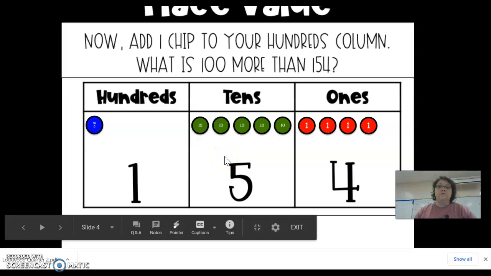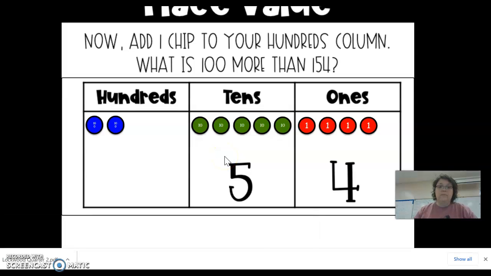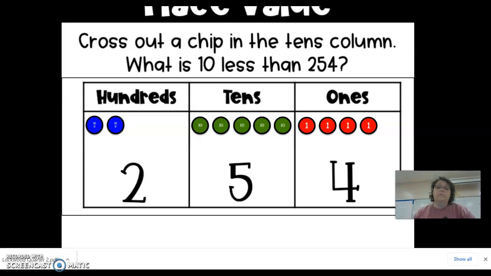Now I'm going to add a chip to the hundreds column. And when I add the chip, it becomes 2 in the hundreds column. Now the other numbers stayed the same, so it's now 2 in the hundreds, it's still 5 in the tens, and 4 in the ones. So when it became 100 more, it's 2 hundreds, 5 tens, and 4 ones. Because I'm asking at the top, it says, what is 10 less than 254?